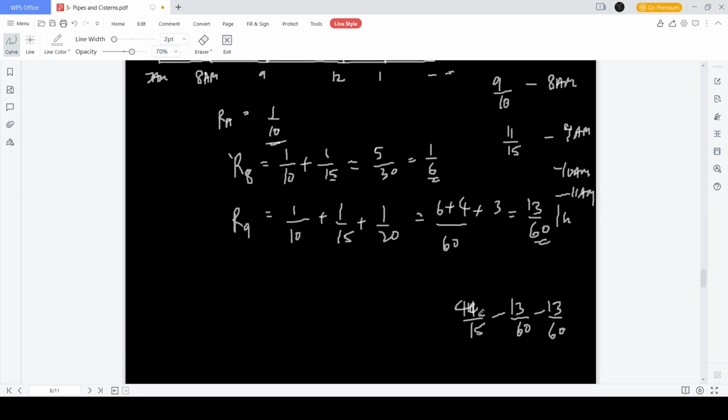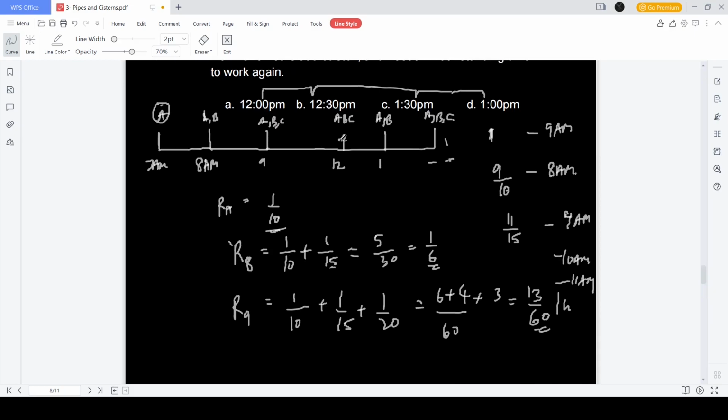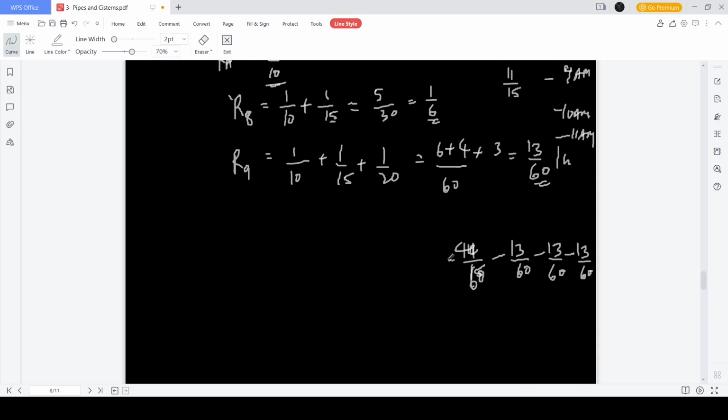We can see that 44 is more than 26, so we can add one more hour. That is till 12. How much is left we are going to calculate. So at 12, this much is left: 44 minus 39, because there are 3 13s, so that leaves you with 5 by 60 of the tank still remaining at 12. 5 by 60 is nothing but 1 by 12. So 1 by 12th of the tank is still remaining.